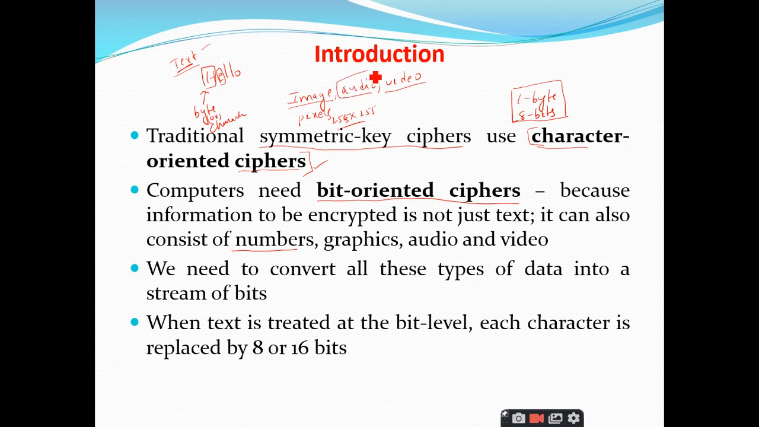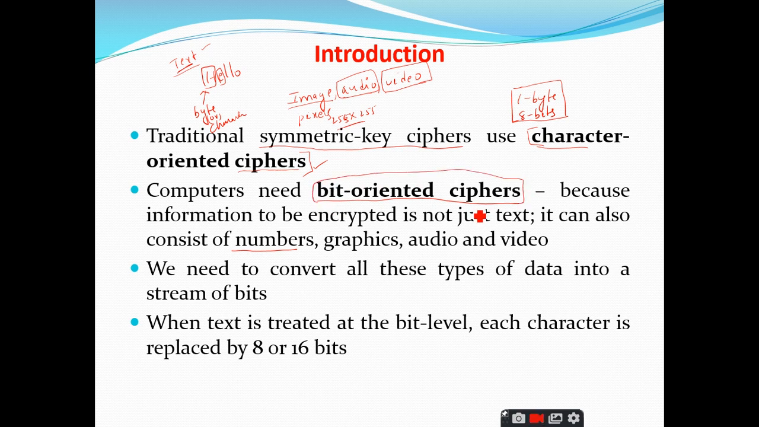Similarly, how do you store audio? It is also in the form of bits only. How do you store video? It is also in terms of bits only, right? So when you are dealing with computers, it is mandatory that you should be in a position to manipulate at the bit level itself. You should be in a position to convert the bits into ciphers. So computers need bit oriented ciphers.